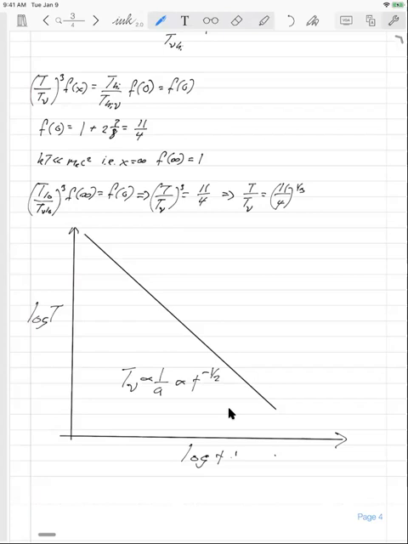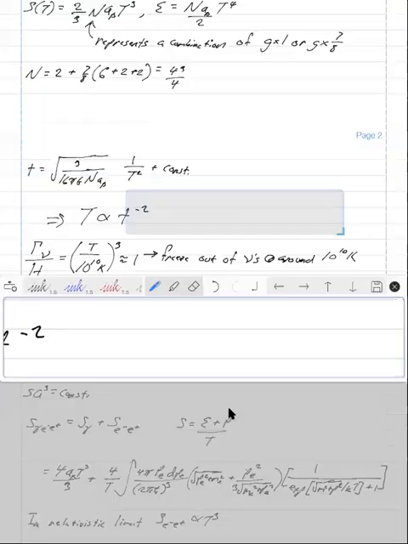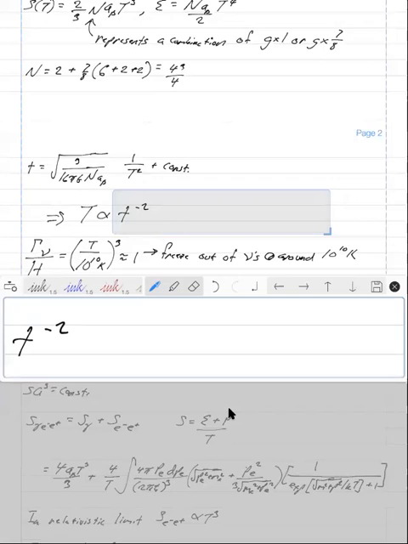Oh, did I make a mistake up here? I think I made a mistake. Let's go back and fix that. Yeah, this should be not t to the minus 2, but t to the minus 1/2. All right, there we go.